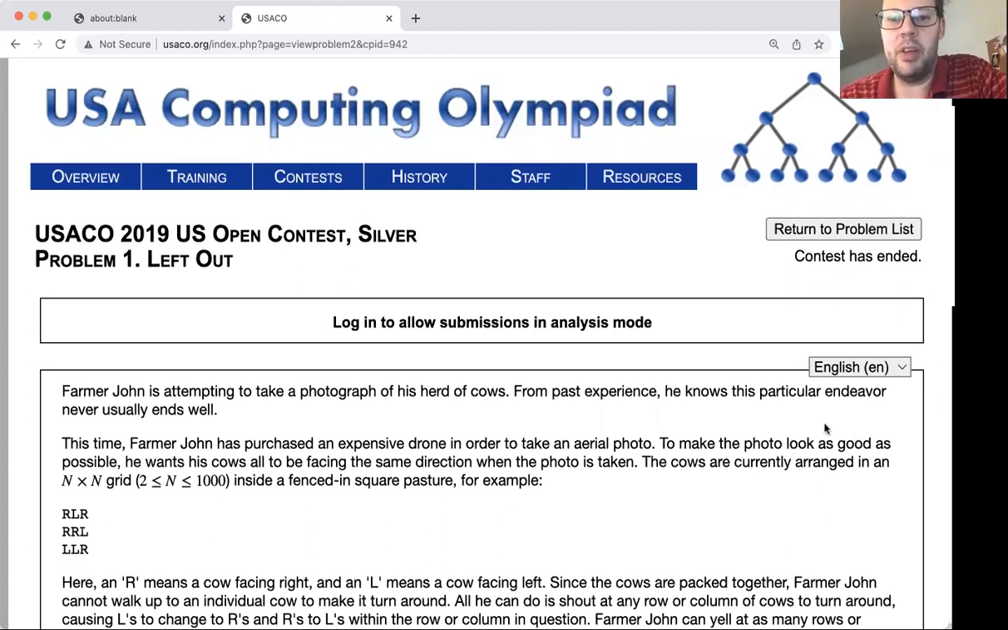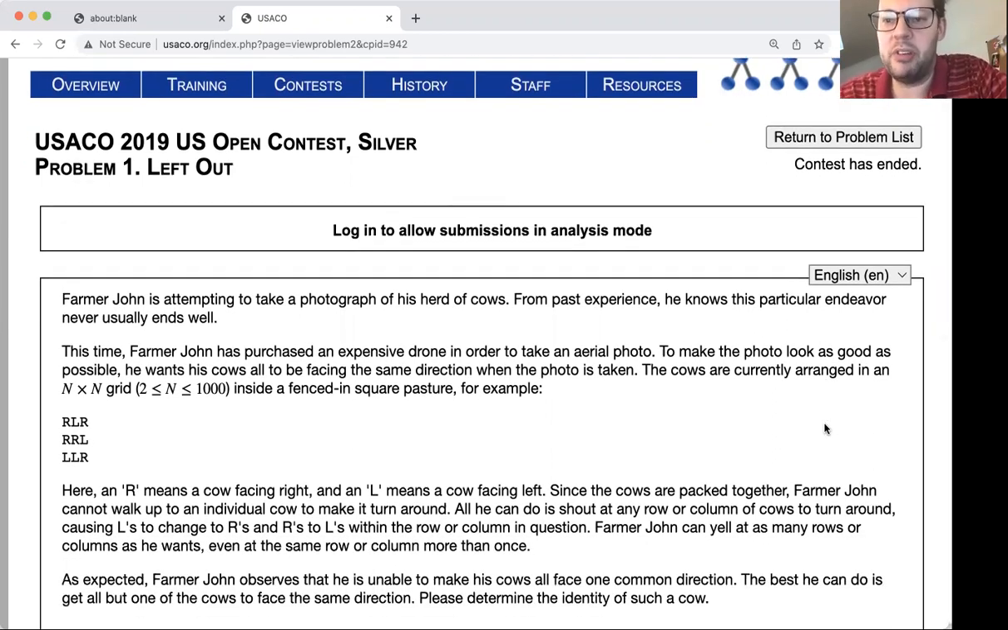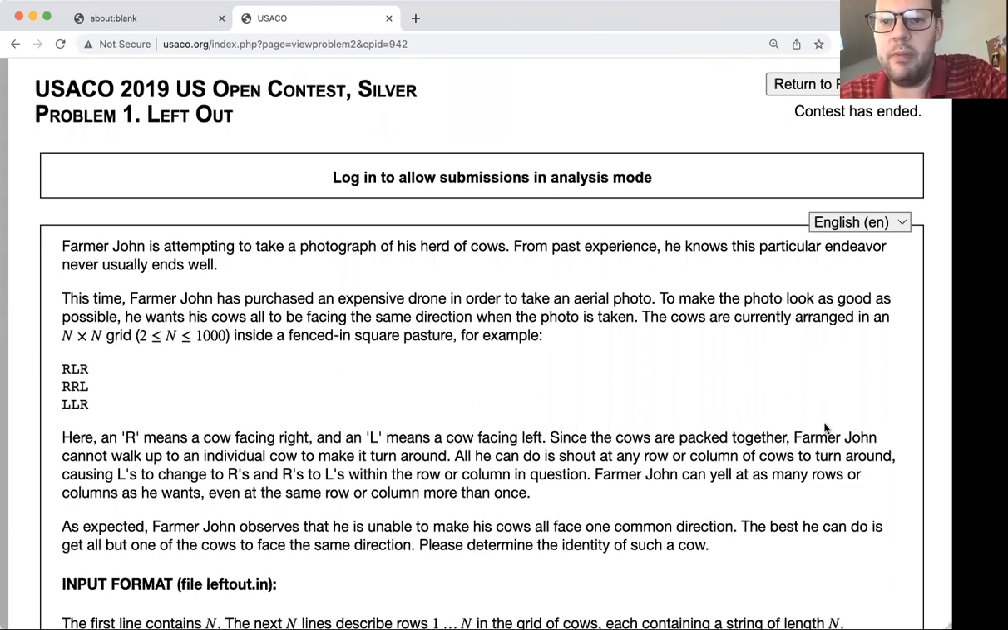What's up, everybody? In this video, we're going to be covering USACO's 2019 Open Contest at the silver level, problem number 1, Left Out. Farmer John is attempting to take a photograph of his herd of cows. From past experience, he knows this particular endeavor never usually ends well. This time, Farmer John has purchased an expensive drone in order to take an aerial photo. To make the photo look as good as possible, he wants his cows all to be facing the same direction when the photo is taken.